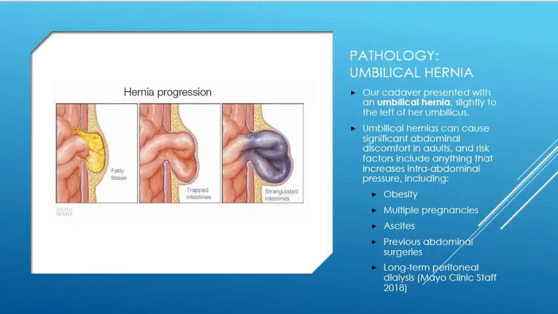Slightly to the left of her umbilicus, we found a hernia. The hernia may have caused her some discomfort. And things that increase intra-abdominal pressure, such as obesity or ascites, etc., can increase the risk of having a hernia.